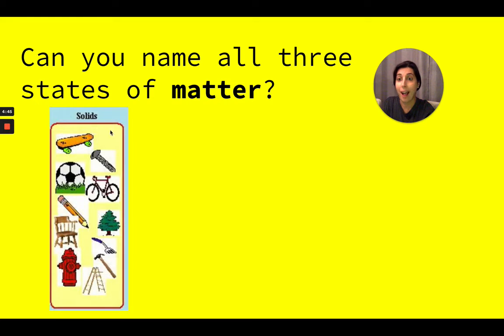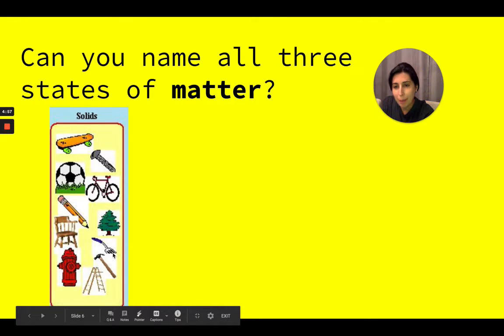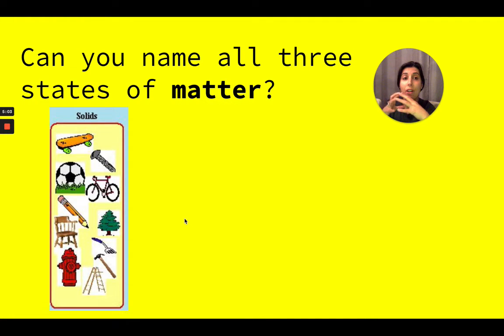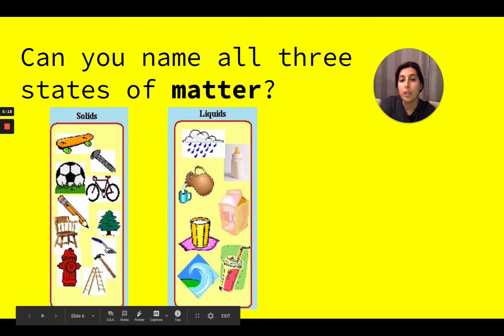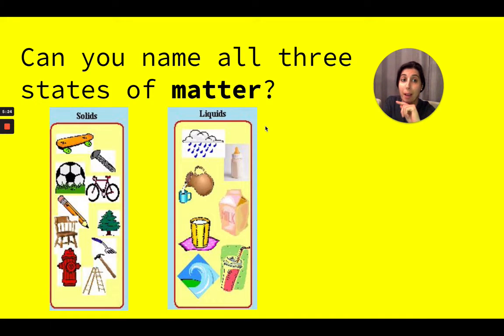Well, there are solids, like for instance, a skateboard, a soccer ball, a screw, a bicycle, a pencil, a tree, a chair, a fire hydrant. This looks like maybe a spatula, a hammer, a ladder. Those are all solids. Solids have their own shape. And then the next one is, you guessed it, liquids. That's right. Rain is a liquid. Milk, water, juice. And the last one. So liquids, by the way.